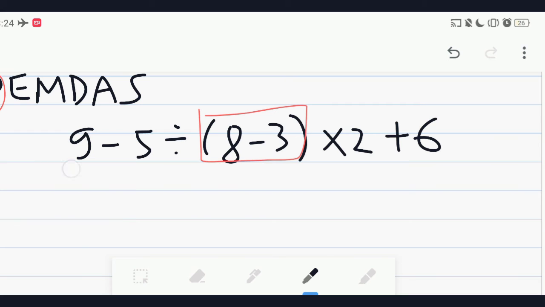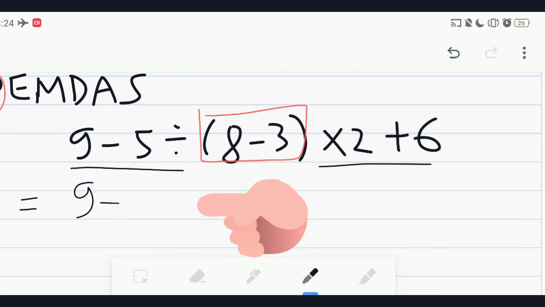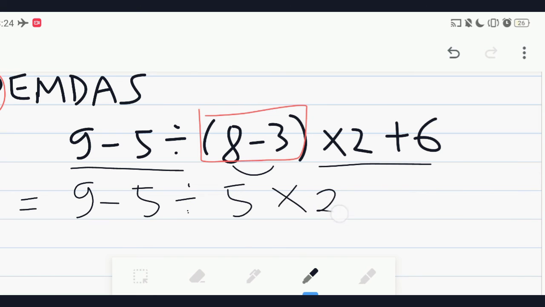So have you processed this number and this number? Not yet, right? That's why you have to rewrite. Just write it at the bottom. So it means 9 minus, you can write this one, 8 minus 3 is 5, divided by 5 times 2 plus 6. Okay, now the next one.